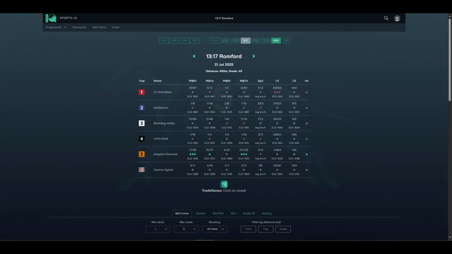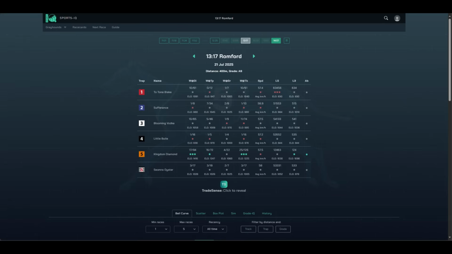Romford 1317, an A9 grade over 400 metres. As always, we'll build our case using every powerful tool within Sports IQ's arsenal. The bell curves, the box plots, scatter graphs, Grade IQ, a simulation, and finally we'll top it off with the TradeSense lay signal. So from a quick glance at the card, Trap 1 Two-Tone Blake stood out immediately.